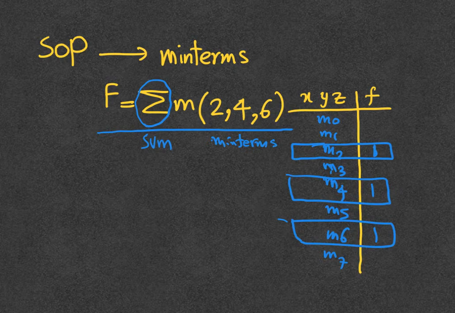So now I want you to write down the min terms or the SOP based on what I wrote here. Write down the Boolean function and then simplify it.